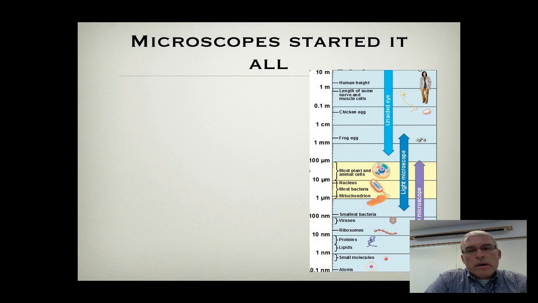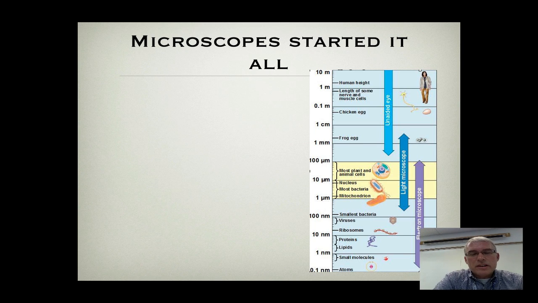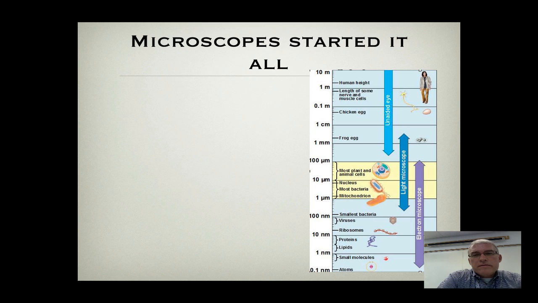It all started with microscopes about 1650, about halfway through the 17th century, when two scientists figured out how to take some lenses and magnify things in a way that made it clear enough and bright enough that we could see individual cells. So up until about 1650, the best you had was the unaided eye.